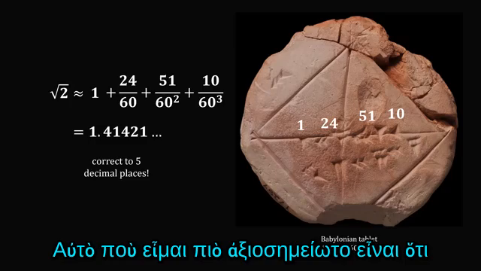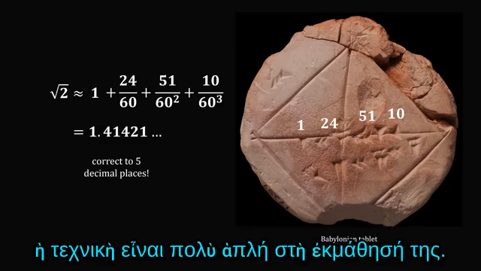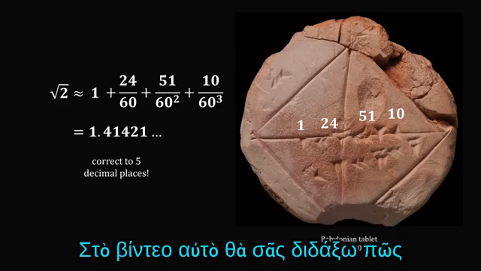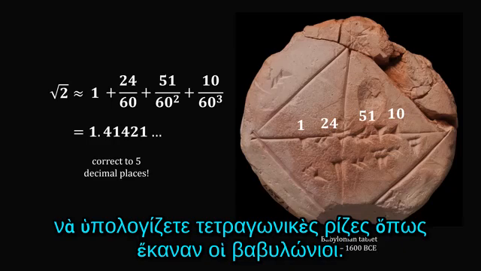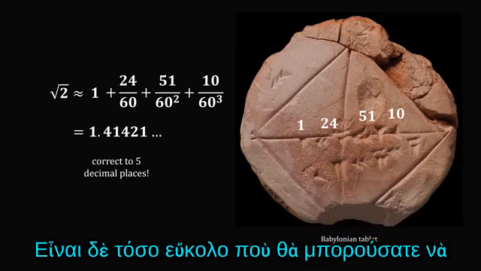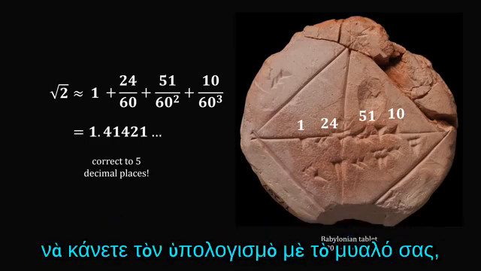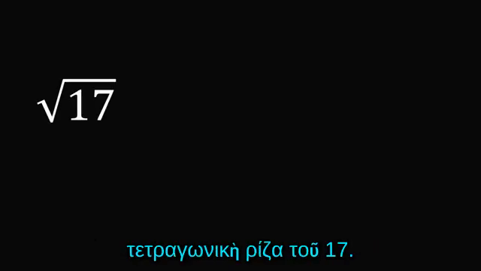What's even more remarkable is the technique is pretty simple to learn. In this video, I'm going to teach you how to do square roots like the Babylonians did, and it's so easy you might even be able to compute these in your head. So let's get started with an example of the square root of 17.